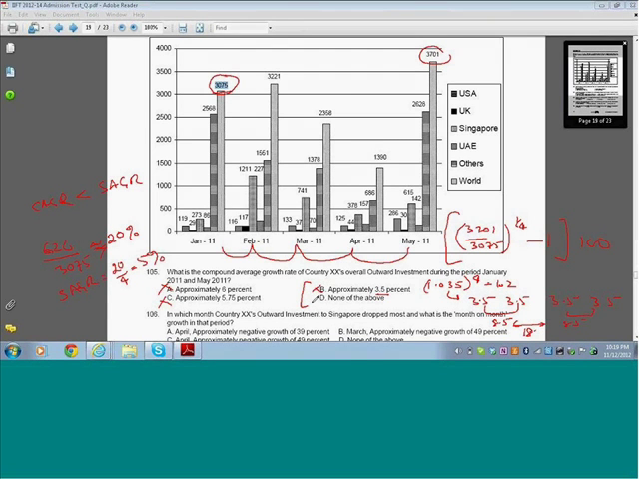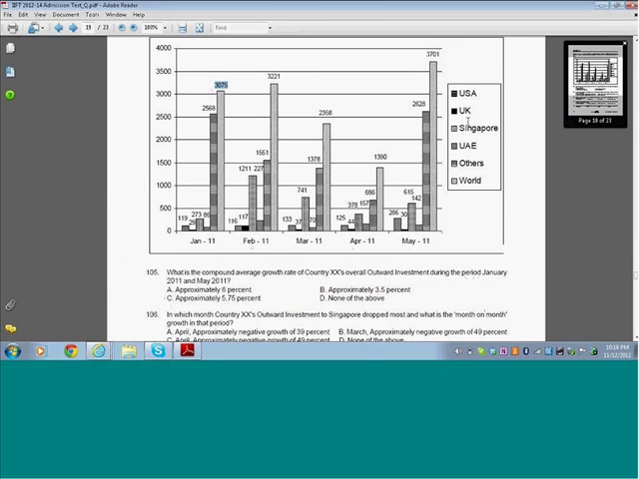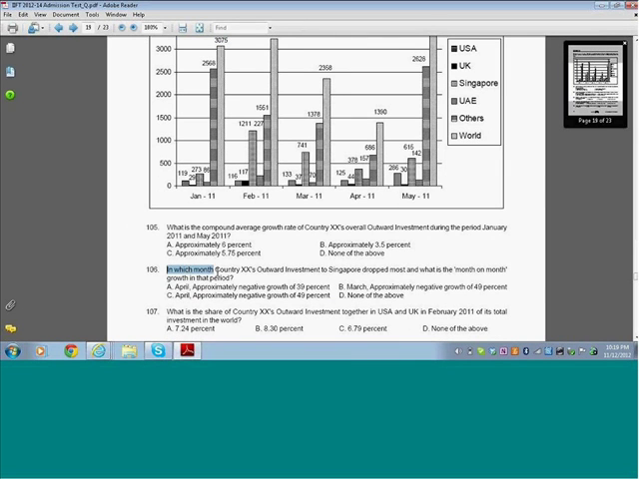Let's look at the next question now. In which month did the investment drop the most, and what is the month-on-month growth in that period? In which month for Singapore did it drop the most? Singapore is this one. From here to here it has increased, so I'll not worry. From 1211 to 741 it has gone down. So 1211 to 741 is in the month of March. And then from March to April, it has gone down from 741 to 378.